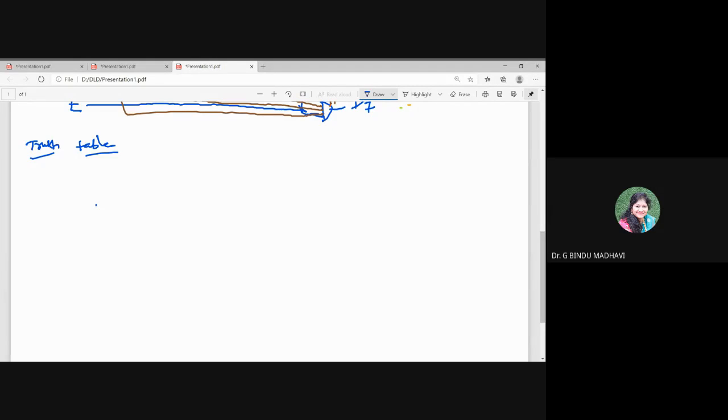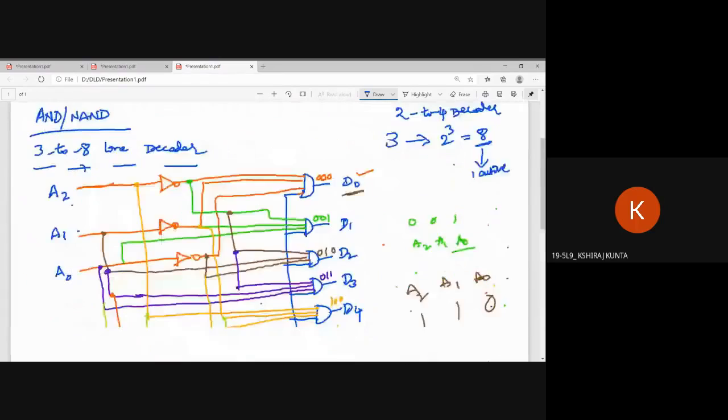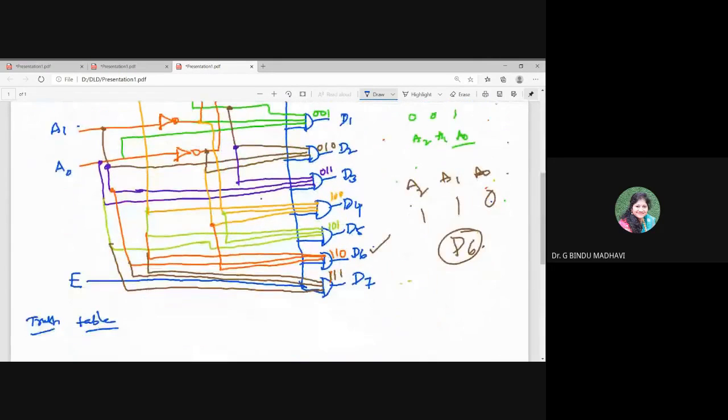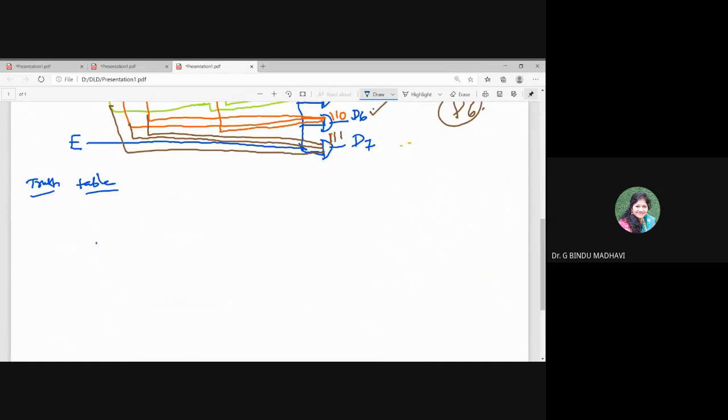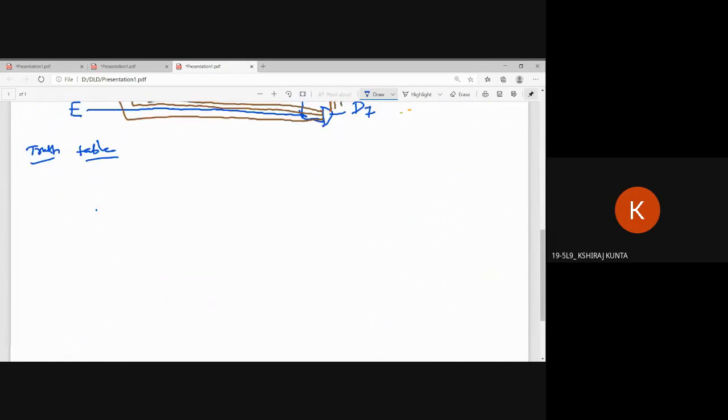Am I audible? Yeah, a truth table is the tabular representation of the inputs and possible outputs. So here, what are the inputs for the decoder? What are the inputs? A0, A1, A2. Yes. And the outputs are D0 to D7.